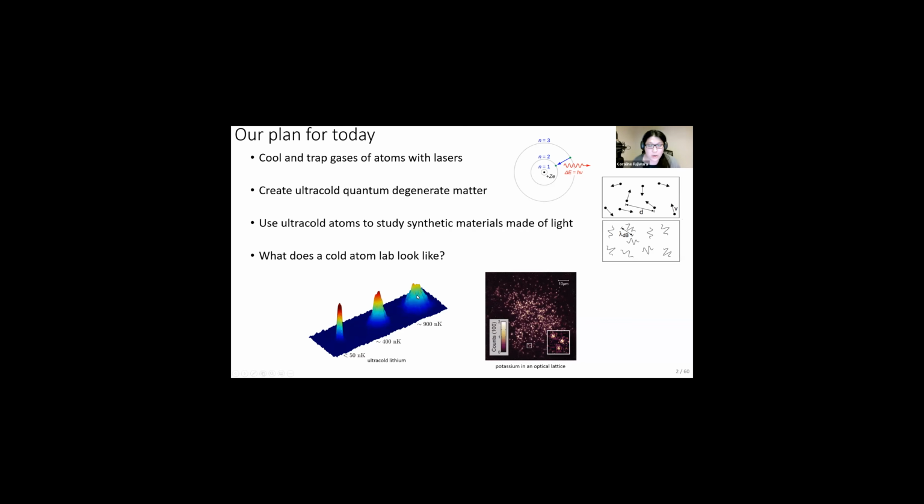What I'm showing you in these bottom two pictures, on the left-hand side, is an image of ultra-cold lithium, which is what's called a Bose-Einstein condensate, and we'll talk about that. On the bottom right is an image of ultra-cold potassium in one of these lattices made of light. Each of these tiny lights is a single atom, okay? So let's get started.